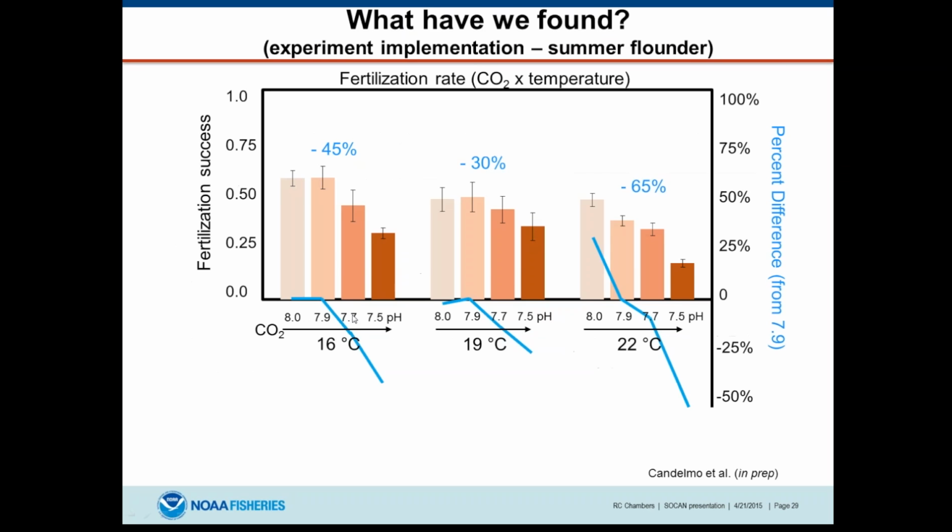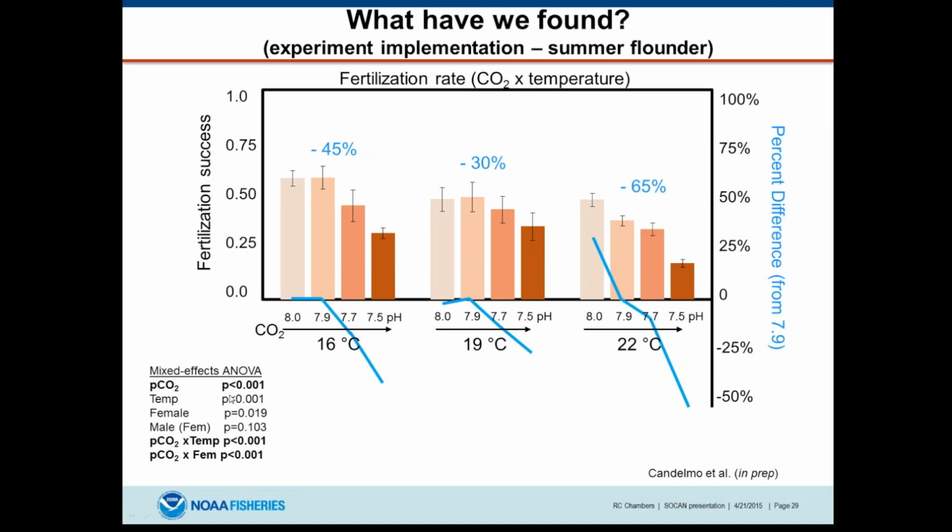And what we found here is shown in this plot, somewhat complicated, with fertilization success on the left side, the colored bars representing the means and errors around those fertilization success values, bundled by the temperature that the animals were fertilized in. And on the right side, the blue lines and blue numbers show the percent decline from 7.9 pH as the benchmark of ambient conditions. So we see a significant decline in fertilization rate in summer flounder with increasing pH level.